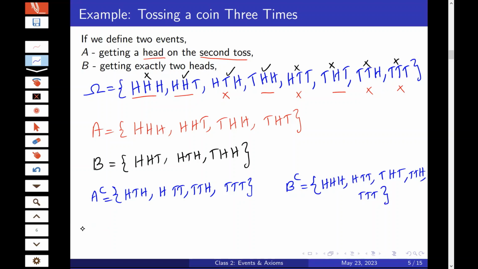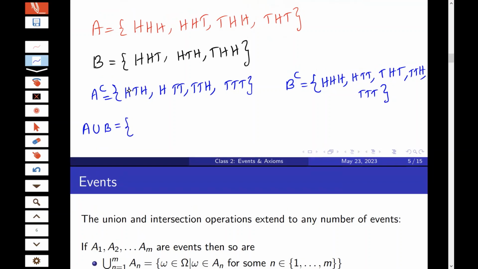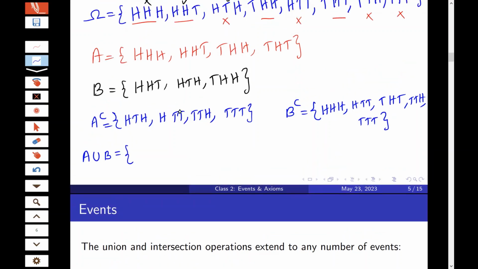Okay, so now let's write down the items in A union B. A union B means items in A or B or both. Here HHH is in A, so we write HHH. Only look at A and B and write down the items in A, B, or both. We will write down each item only once. We are not going to repeat common items.